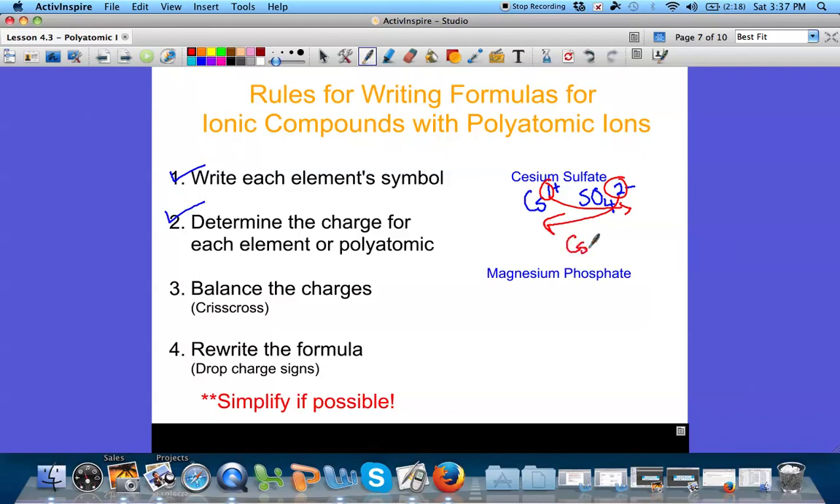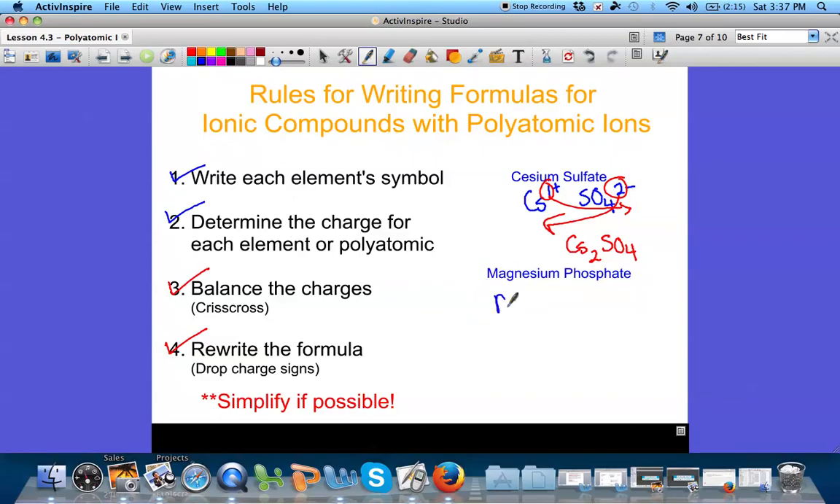So Cs2SO4. I cannot simplify this down, even though these have a common denominator, because I cannot change the formula for sulfate. It would only be if there was more than one sulfate that I could simplify it down. So I've balanced out the charges and I've rewritten the formula without charge signs.